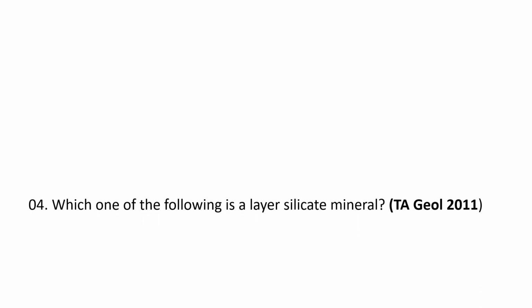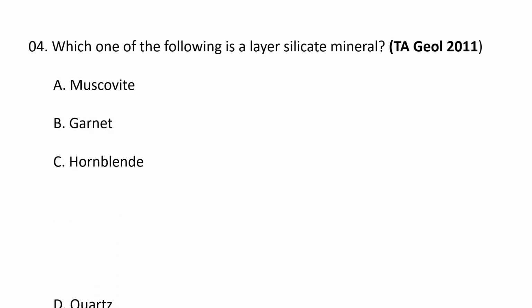Next question. Which of the following is a layer silicate mineral? A. muscovite, B. garnet, C. hornblende, D. quartz. Obviously the correct option is A, muscovite. Muscovite is a mineral with layers. It is a phyllosilicate made up of aluminum silicate sheets that are held together by potassium ions.